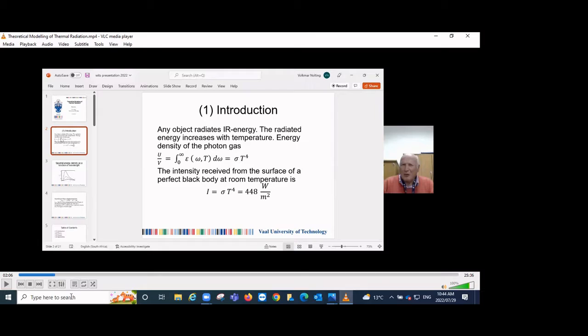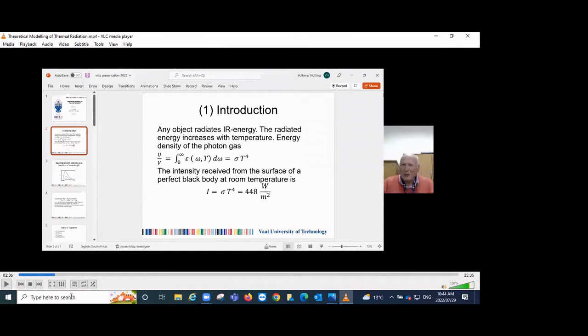And if one integrates the spectral energy density over all frequencies omega, either analytically or numerically, then one obtains that this energy density is proportional to T to the power 4, where T is the absolute temperature measured in Kelvin, and sigma is the Stefan Boltzmann constant. The intensity received from the surface of a perfect black body at room temperature is then, according to Stefan Boltzmann's law, equal to 448 watt per square meter.